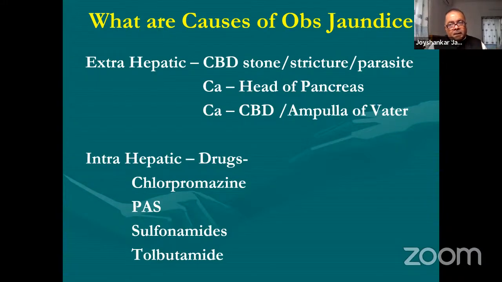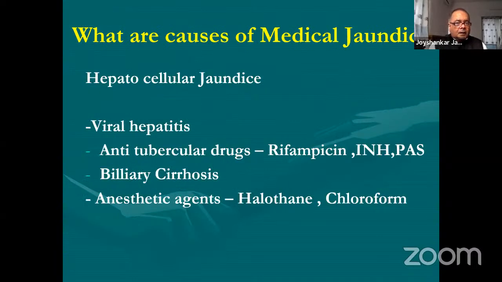Then what are the causes of medical jaundice? So what is the hepatocellular jaundice? It is also called the medical jaundice. So again, classify: viral hepatitis, antitubercular drugs like rifampicin, INH, and PAS, biliary cirrhosis, and of course anesthetic drugs like halothane and chloroform. Of course, both are not used nowadays. Of course, there are some parts of rural India where halothane will still be used, but I think halothane has been practically taken out of our circuit. We used to use a lot of halothane, and it was considered a wonder drug.